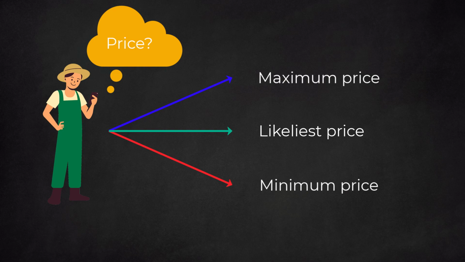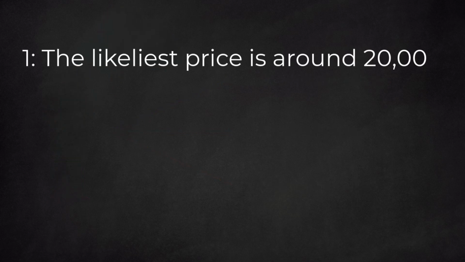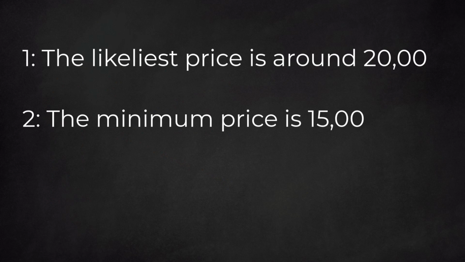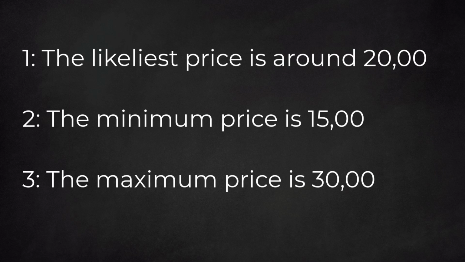In our example, we have the following values. The likeliest price is around 20. The minimum price is 15. This is worst-case scenario. The maximum price, or best-case scenario, is 30.